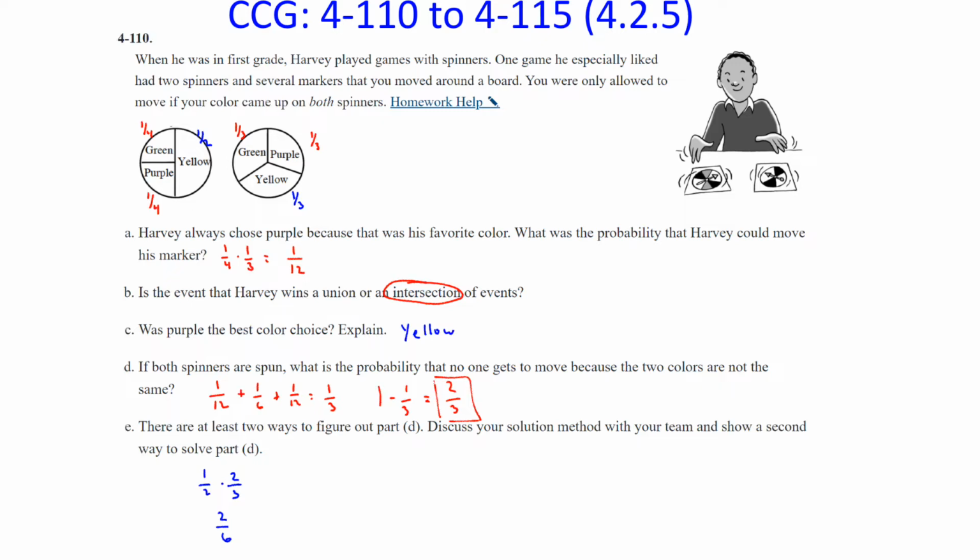And then go to the next one. If I have a green, then I would have to either get a yellow or a purple, and so that would be 1/4 times 2/3. So plus 1/4 times 2/3, and that would be 2/12. And then if I did purple, then I could get a green or a yellow, and it's still the same thing. 1/4 times 2/3 is 2/12. So when I add all of that up, that would give me 8/12. And if I reduce that by 4, that would be 2/3.